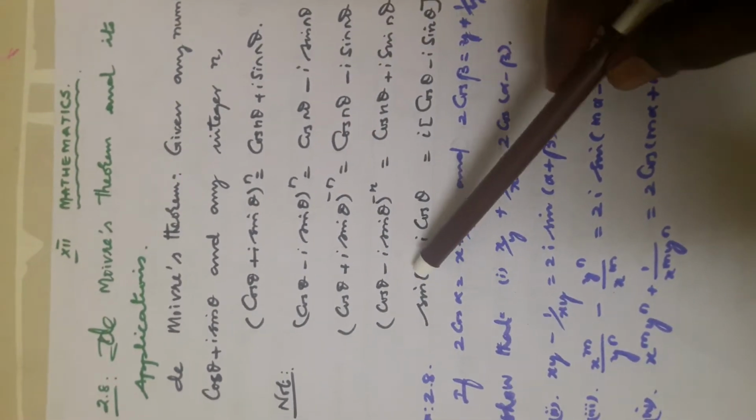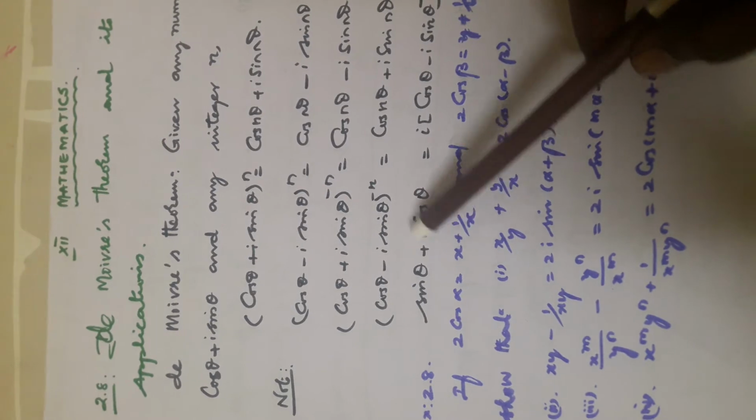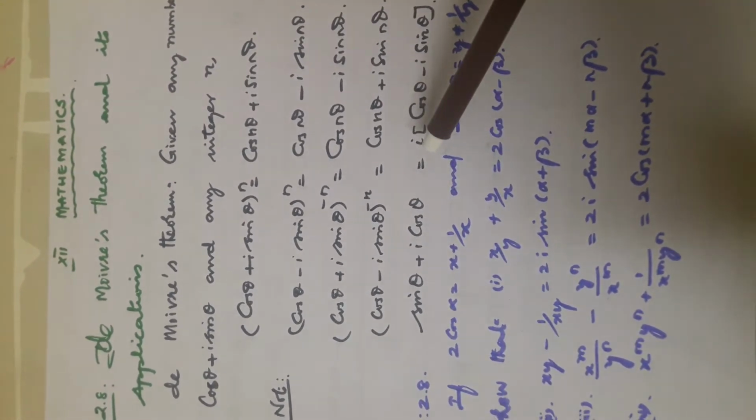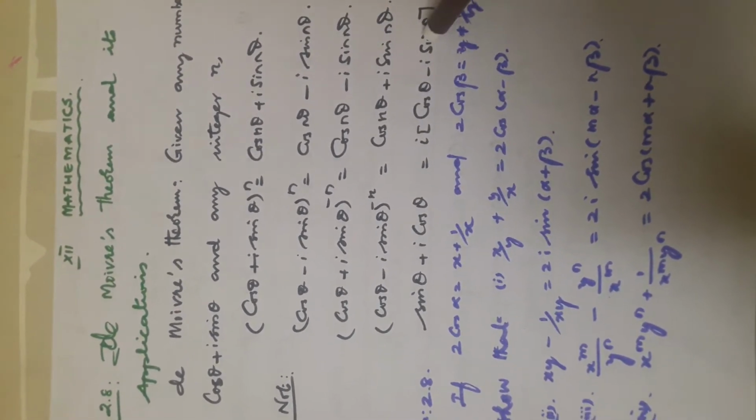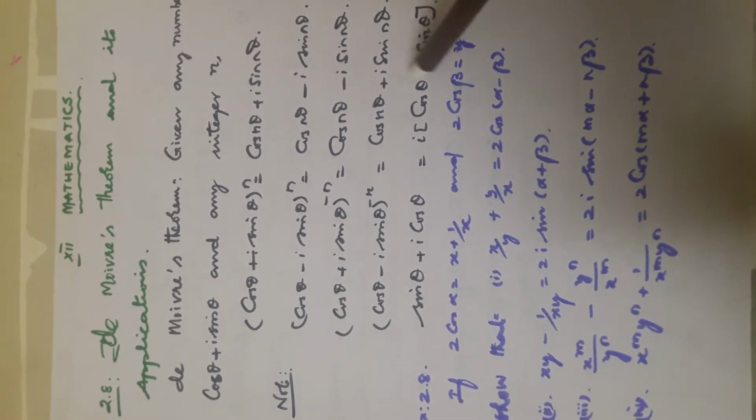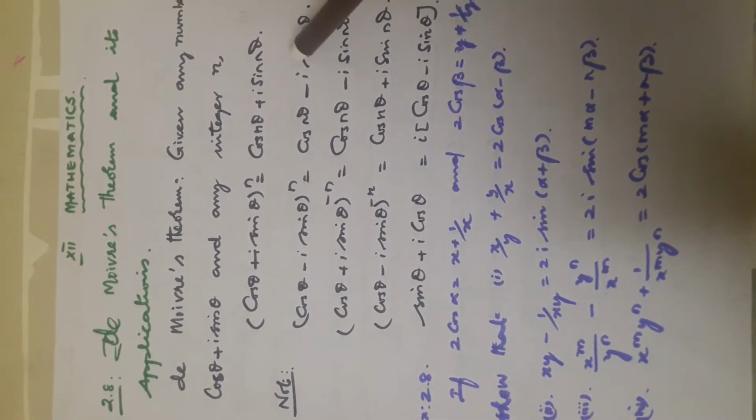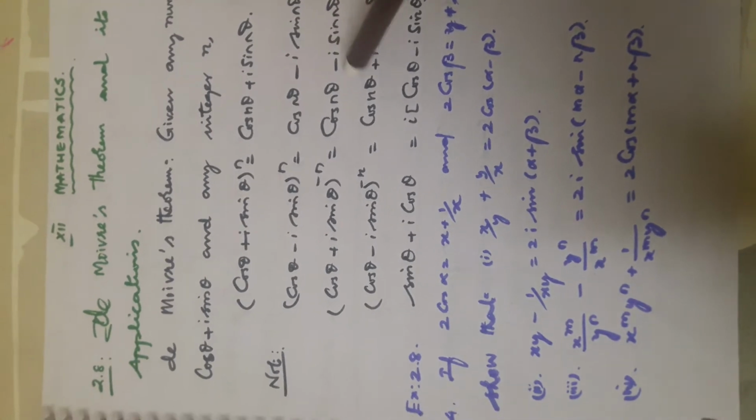Like that, sin theta plus i cos theta can be rewritten as i times (cos theta minus i sin theta). Okay, so these are the cases related to De Moivre's theorem.